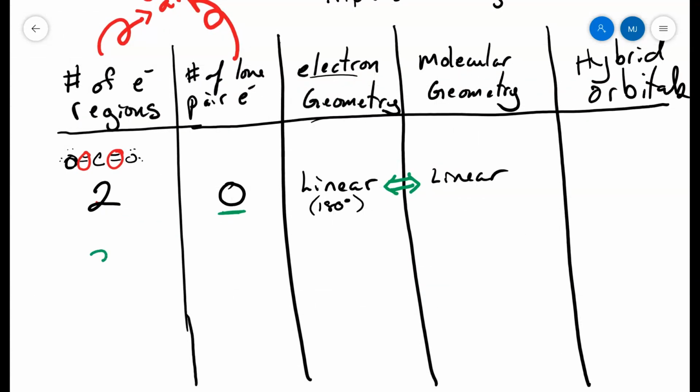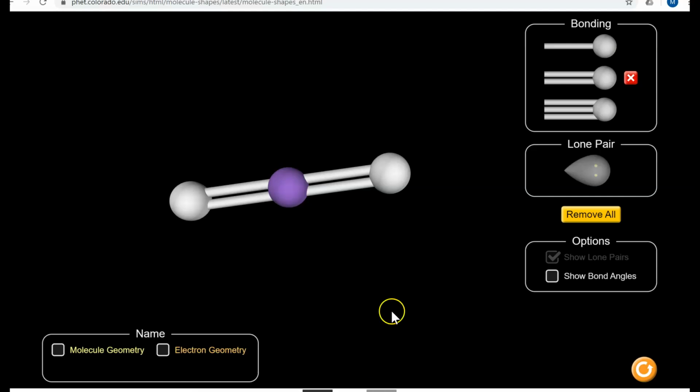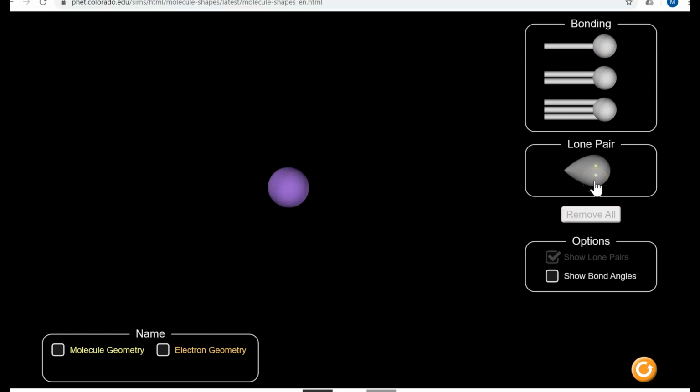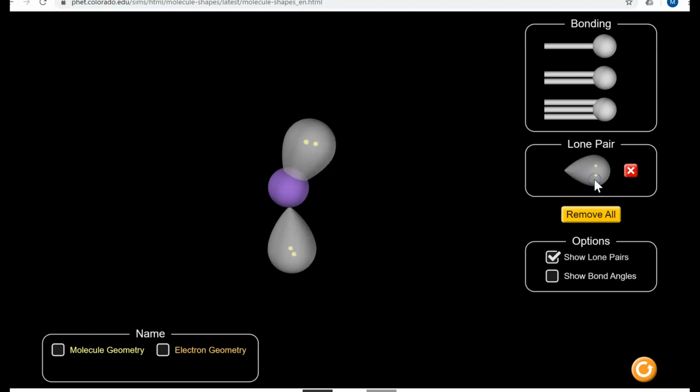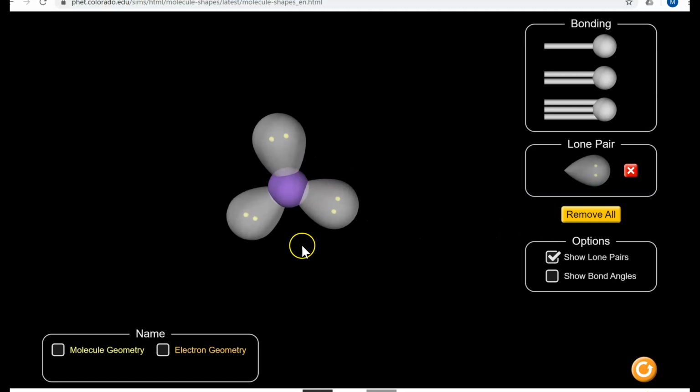All right, now the next one. Let me change back to black. 3, 0. We're going to put 3 regions around, and there are going to be no lone pairs. So if I pull up my program, I'm going to delete those bonds. For electron geometry, so that you're not looking at atoms, I always just use the lone pair. So pop in 3 of them.